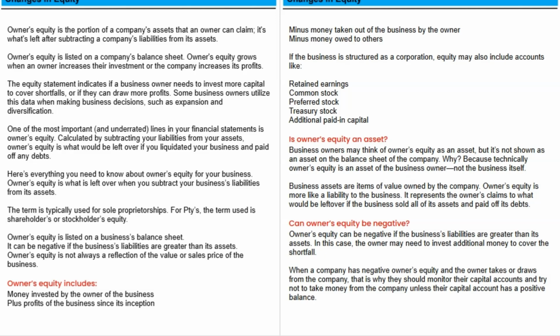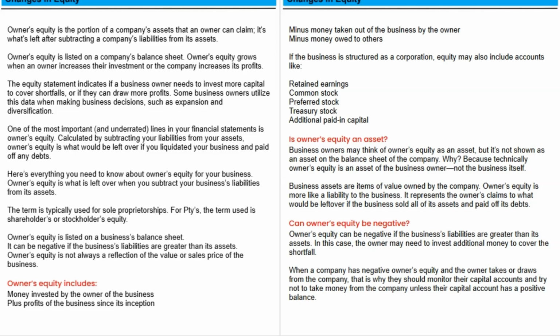of the business. Owner's equity includes money invested by the owner of the business, plus profits of the business since its inception, minus money taken out of the business by the owner, minus money owed to others. Easy peasy. If the business is structured as a corporation, equity may also include accounts like retained earnings and common stock. It can also include preferred stock, treasury stock, and additional paid-in capital.